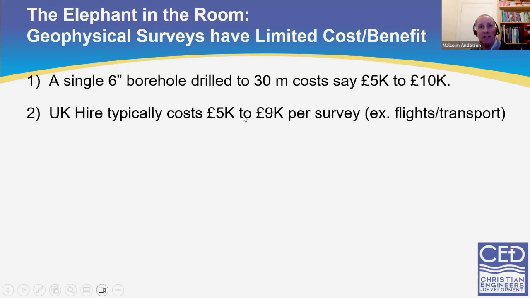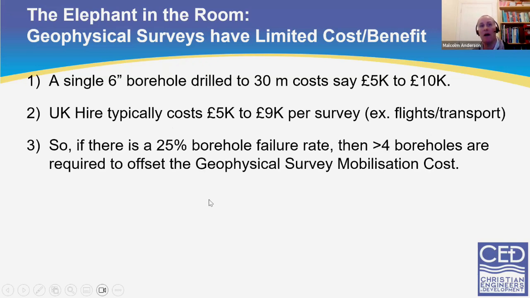Now, UK hire was typically £5,000 to £10,000 as well. So if I'm going to use a hired instrument from the UK, and let's say there's a 25% borehole failure rate, then I'm going to need to drill 4 boreholes before that survey mobilization cost is recaptured. And most of the time, we're only interested in drilling 1 borehole. So is there any point in doing the survey? It'd be better off just drilling 2 boreholes, 1 failed, 1 works, and Bob's your uncle.